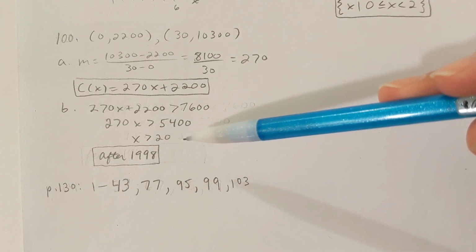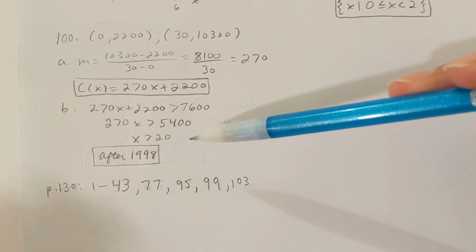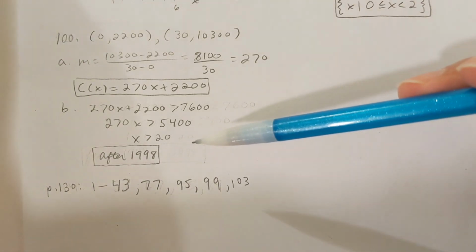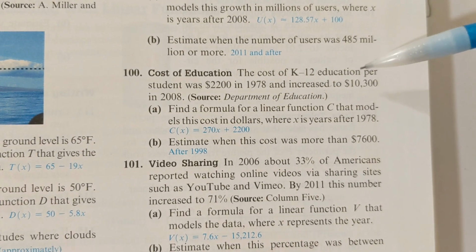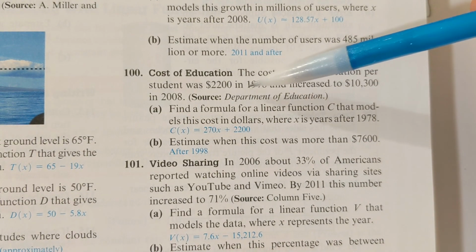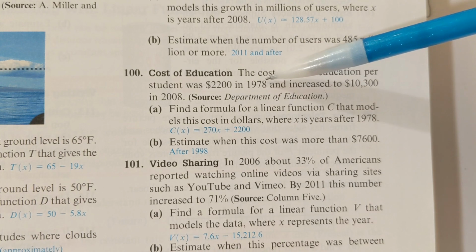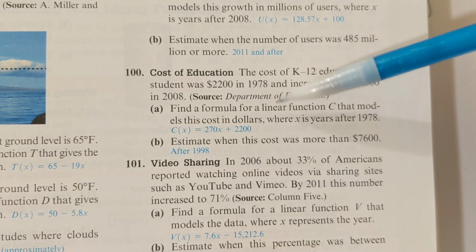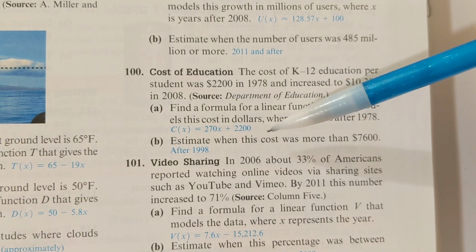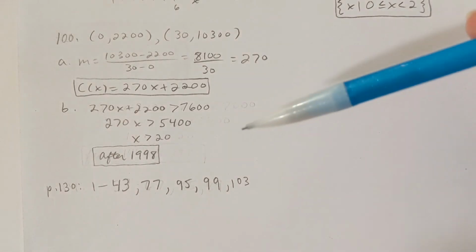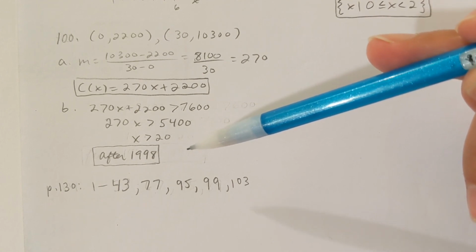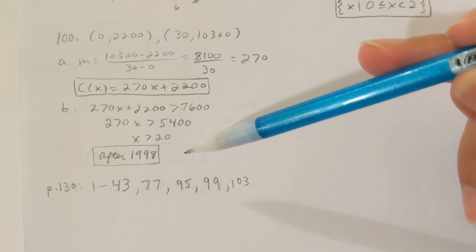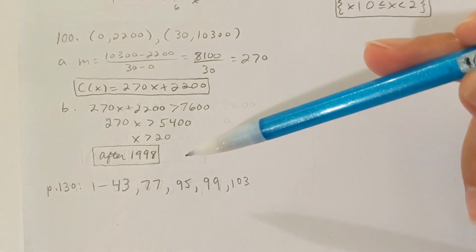x is greater than 20. So let's see here. 20 years since 1978 is 1998. And now this is a strictly greater than, not a greater than or equal to. So I'd say after 1998 is my answer.